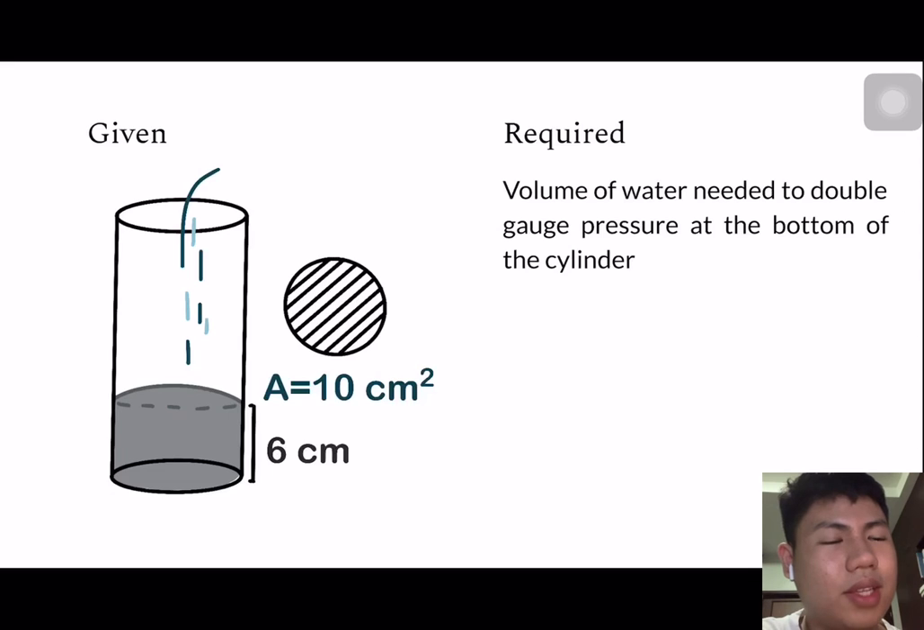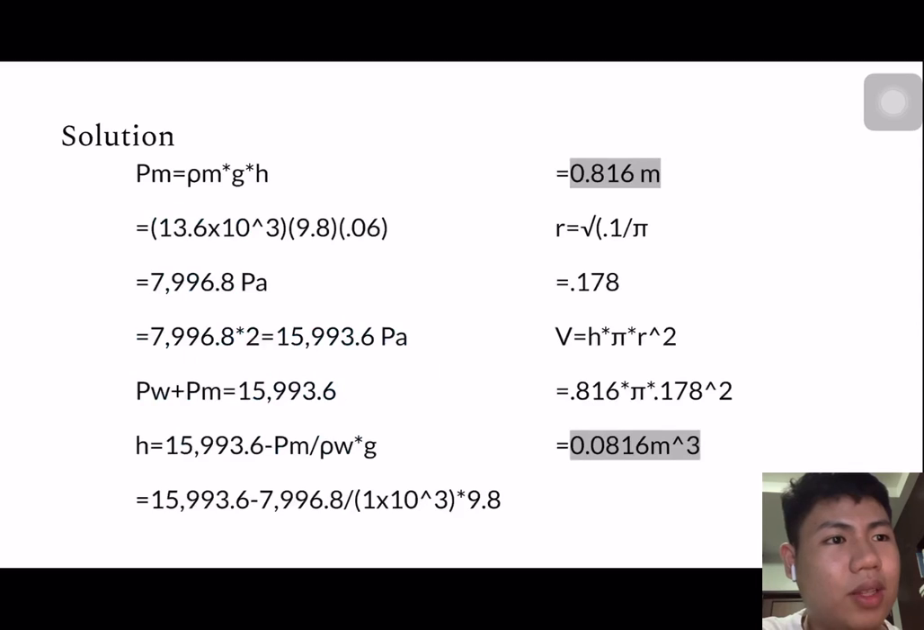So we have an area of 10 centimeters squared and a height of 6 centimeters, and we are looking to add water. So the formula is density times gravity times height, and the density is 13.6 times 10 raised to 3 for mercury. And then you multiply everything out and you get 7,996.8 pascals. And you multiply this by 2 because we're doubling it. So 15,993.6 pascals will equate the two pressures.